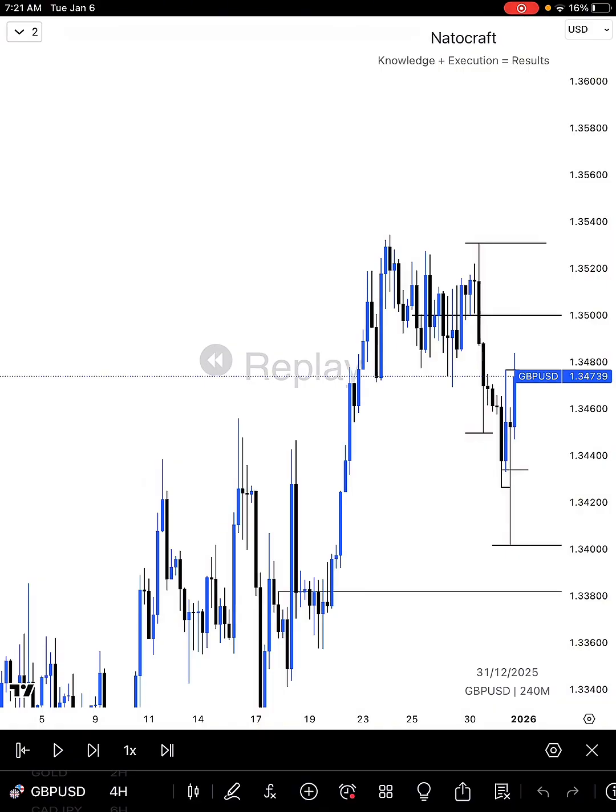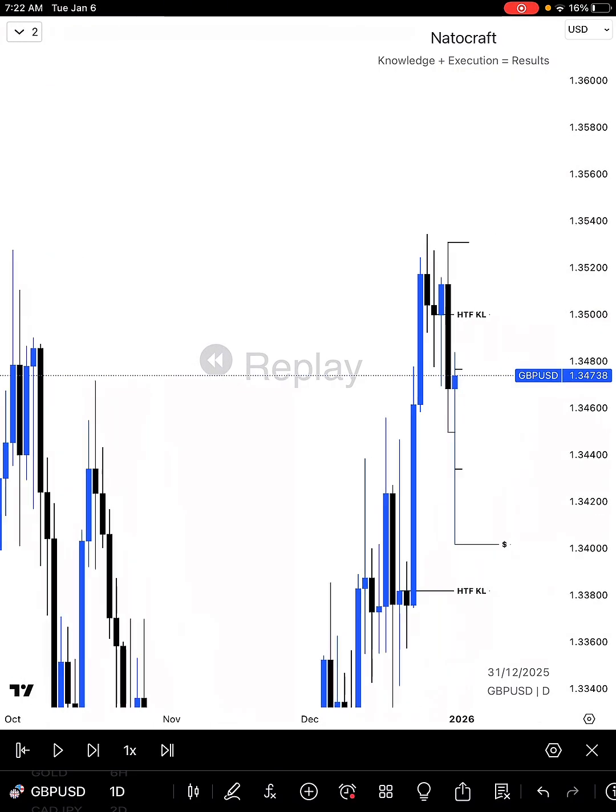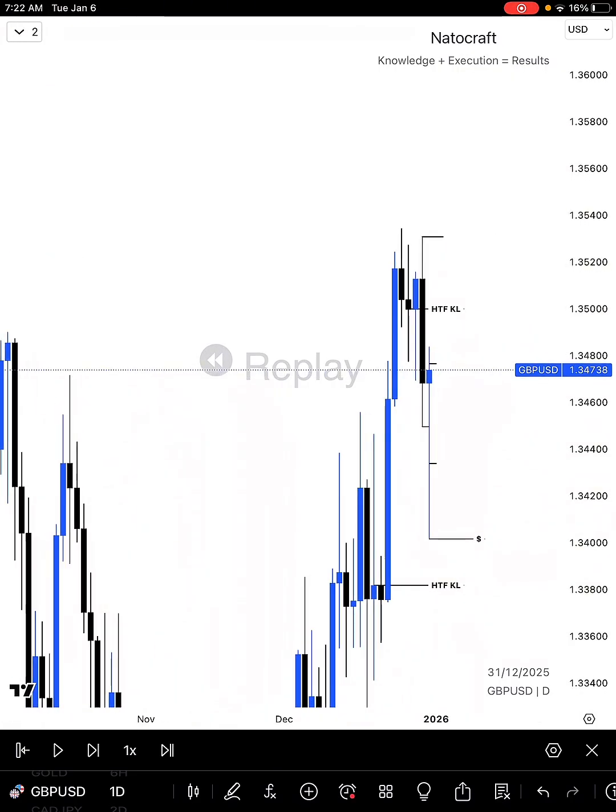So I went down to the 1 hour. If you know your time frame alignment, you know we were trading from the daily. It was a daily CRT. This buy is a daily CRT. Let me show you. So this was trading from the daily. Wait for a 4-hour rejection.